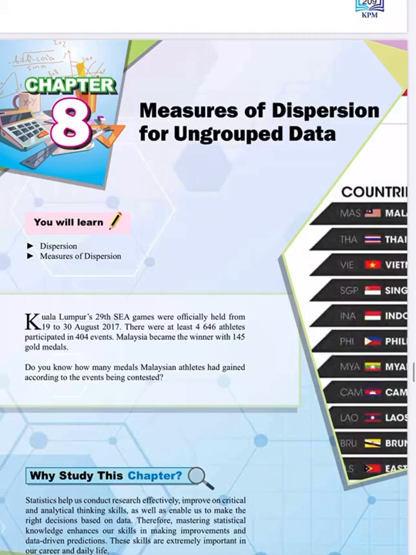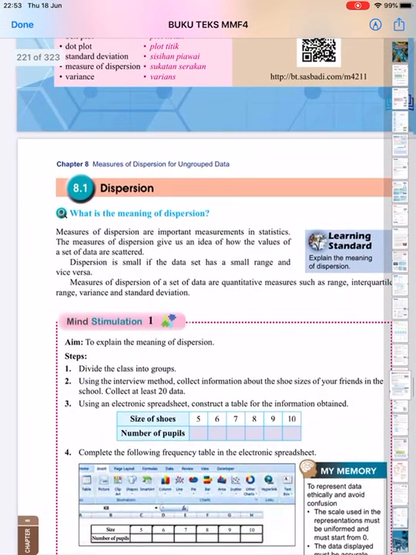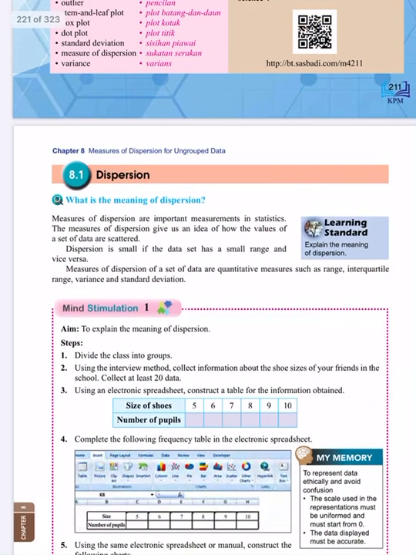First of all, we must know the definition of dispersion. So the dispersion is small if the data set has a small range. The dispersion is large if the data set has a larger or wider range. So measures of dispersion of a set of data are quantitative measures such as range, interquartile range, variance and standard deviation.